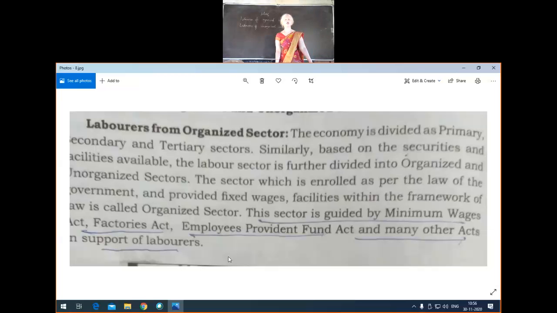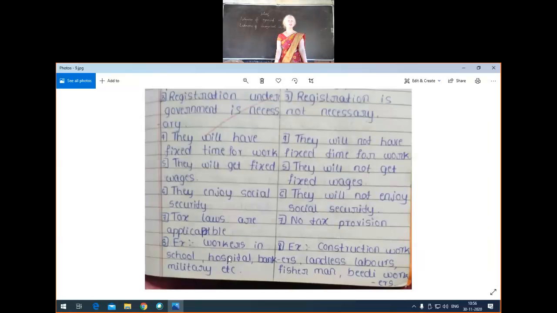That one we have to understand. By the name itself, you can understand organized, unorganized means what? The laborers who work in the fields or sectors which are completely governed by the rules and regulations of the government are called laborers of organized sector. Whereas the people who work in fields which are not completely governed by government laws, rules and regulations are called laborers of unorganized sector.